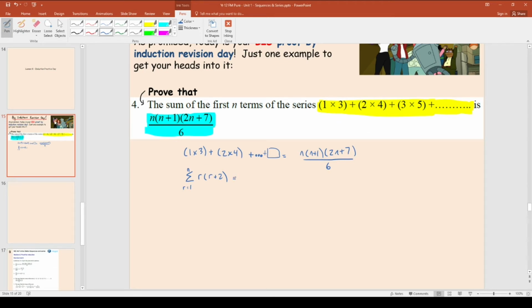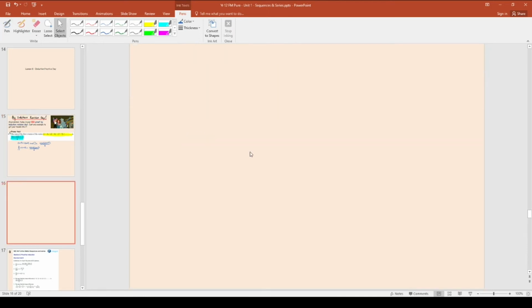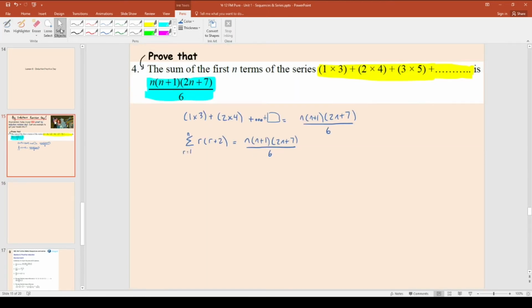So our conjecture, buddies, is actually this. This is what we're going to prove: 1 over 6 times n, n plus 1, 2n plus 7. Now that's the conjecture. That's what we're going to prove. Okay. Now then, my buddies, we can do our actual proof by induction.